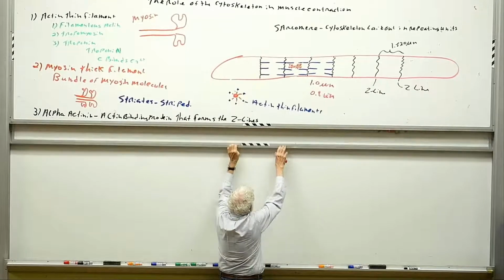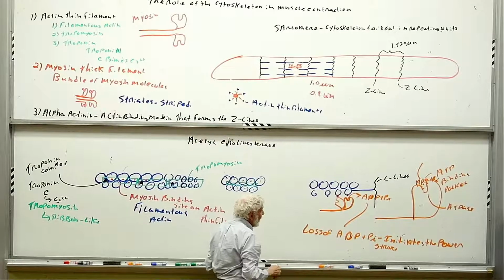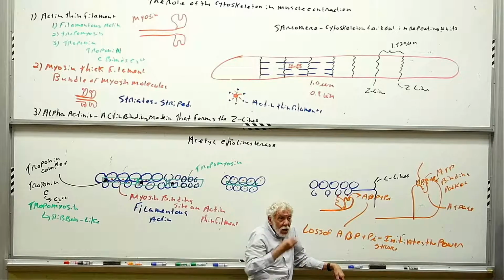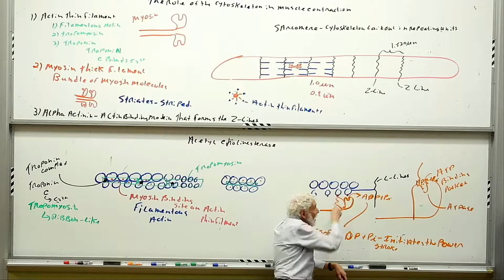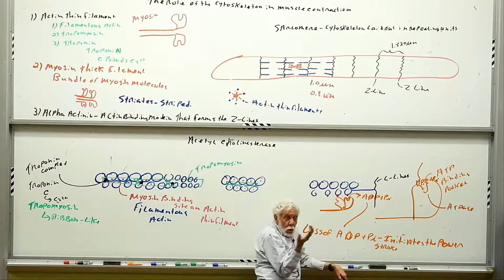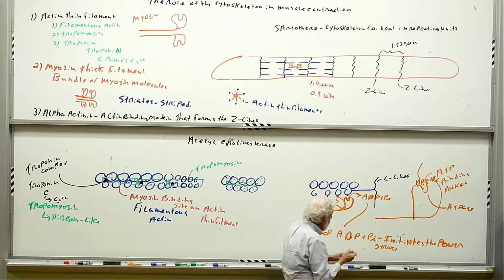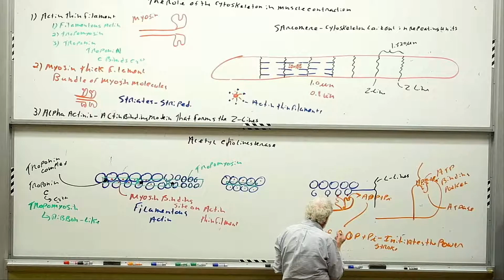the myosin head is locked onto the actin thin filament. It's locked on, and now we have an empty site here. And your question is, how do we change that arrangement? The next step in the story is that it requires another molecule of ATP.